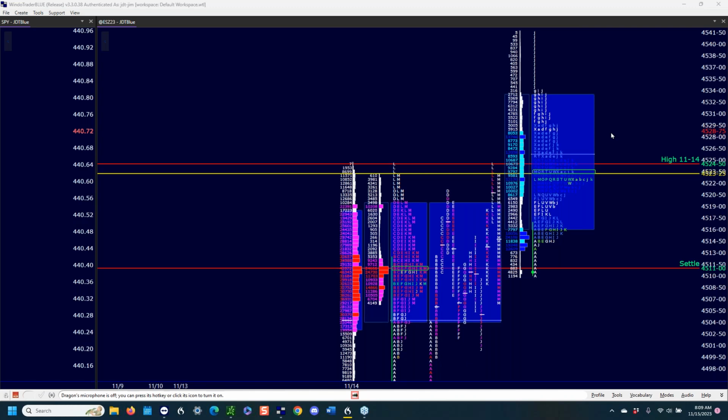I have never, that I can recall, seen a rally, not just yesterday, but the last several days, and the gaps that we've had. I've never seen one of that magnitude and that thin.